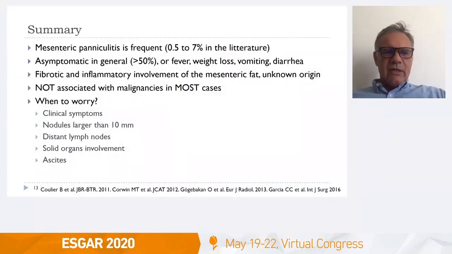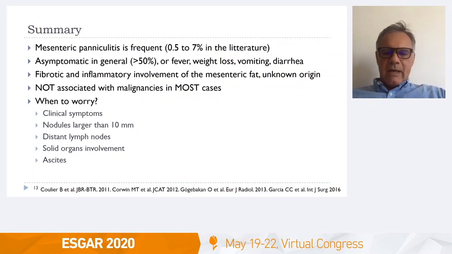Just to give you interesting key facts about mesenteric panniculitis, it's frequent. It's between 0.1 and 7% in the literature. I think that 7% is exaggerated. In my experience, it's 0.5 to 2%, maybe. It's in general asymptomatic. Sometimes it's accompanied by fever, weight loss, vomiting, or diarrhea. Pathologically, it's a fibrotic and inflammatory involvement of the mesenteric fat, of a mechanism of unknown origin. It is important to know that it is not associated with malignancies in the vast majority of cases.